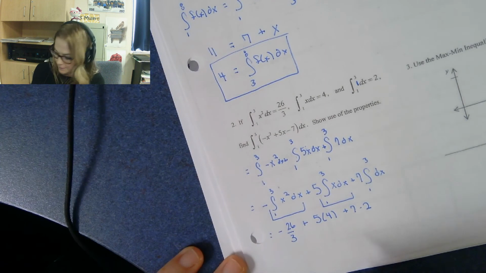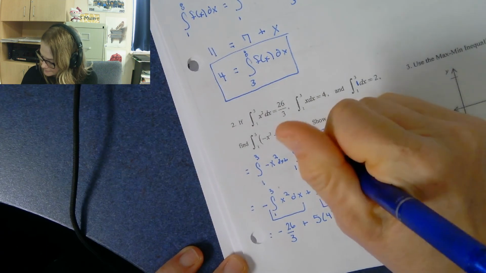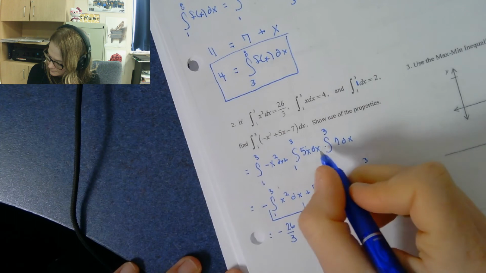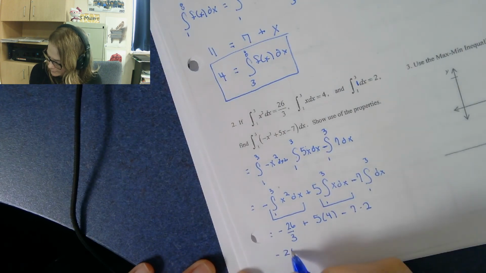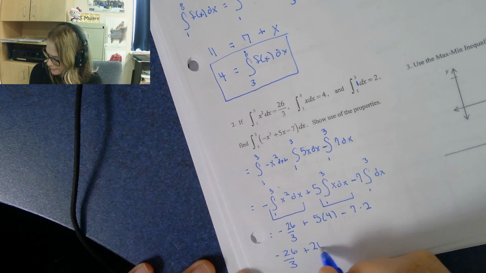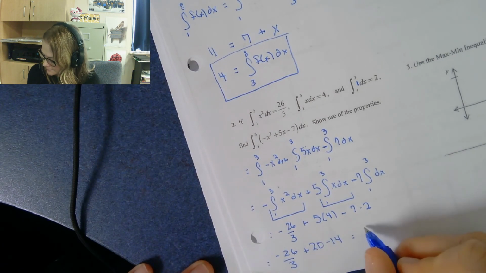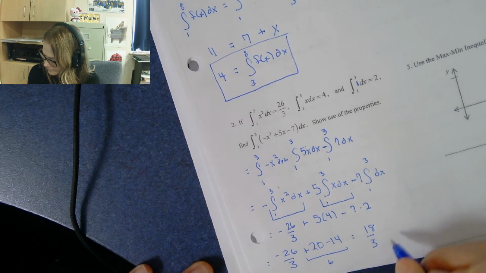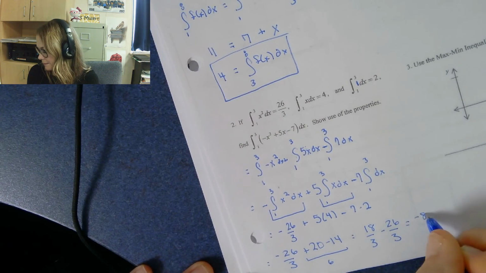All right, so we've got a negative here. Sorry. Okay, so we've got negative 26 over 3 plus 20 minus 14. All right, so we've got, what's 18 over 3, that's the 6. Minus 26 over 3, so negative 8 over 3.